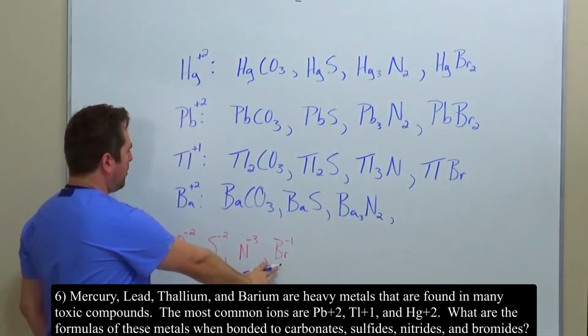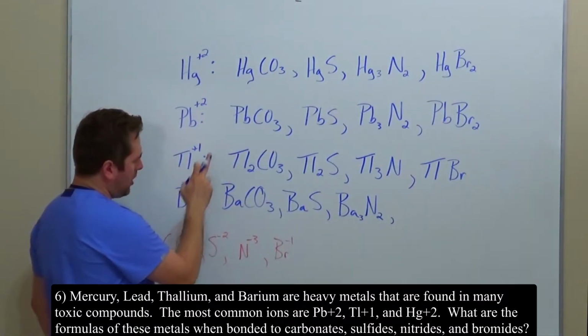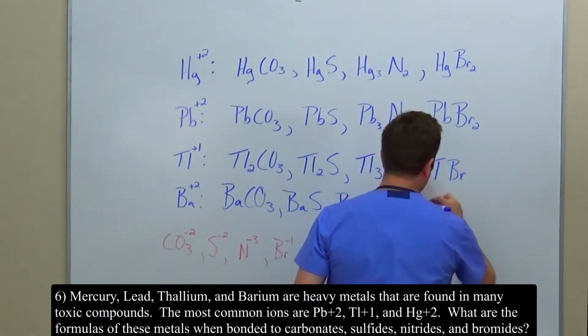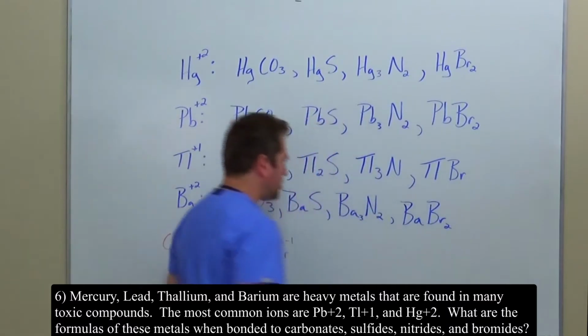All right, next, bromine. We got positive 2 on barium, negative 1 on the bromine, so we need multiple bromines. So we'll just use the subscript 2.